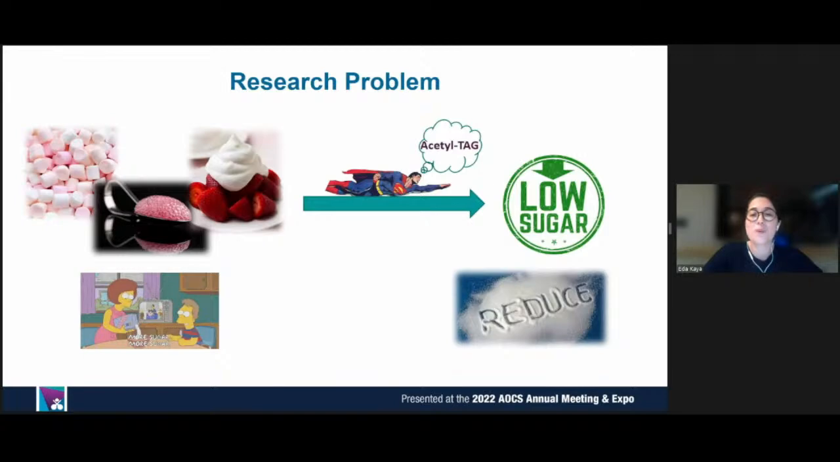So what was the research problem for the poster? As you know, marshmallow, whipped cream, or other confectionery products containing foams also have high amounts of sugar, because sugar is really important to stabilize foam and for the functional properties of foams as well. But from a health concern, it might be required to reduce the use of sugar. So here the idea came, which is the use of acetyl-TAG. We can use it as a foam stabilizer to keep the same capacity and stability of the foams while trying to reduce the use of sugar.